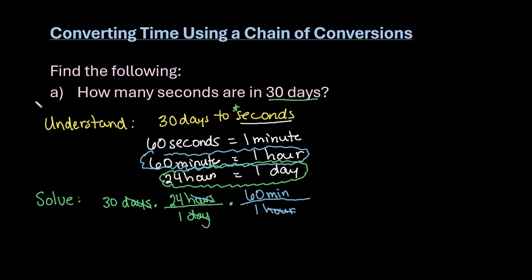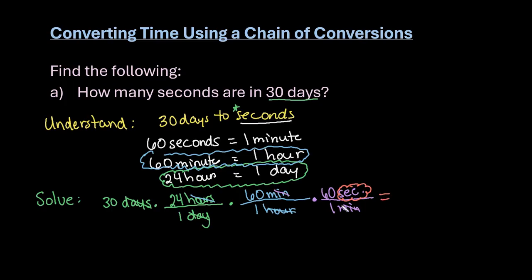We're still not where we want to be yet because we're still at minutes. So then we would do our last thing. In order to get rid of the minutes, we know that there are 60 seconds in 1 minute. So now my minutes cancel out, and we can see that we are in the units that we wanted to get to. We were trying to get to seconds, so I don't need to do any further conversions.